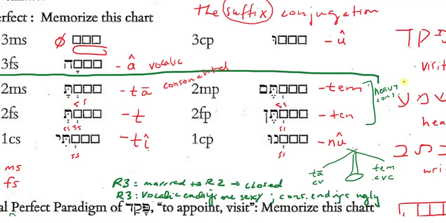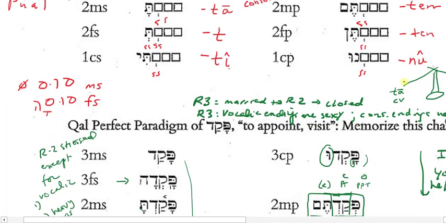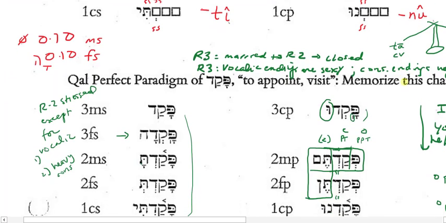So we always stress root 2, except for where? Except for where we have vocalic endings, because those pull the stress back, and the heavy consonantal endings, which are tem and ten. The other ones are light, and they do not pull the stress back to the end. Does that make sense? In some bizarre way?